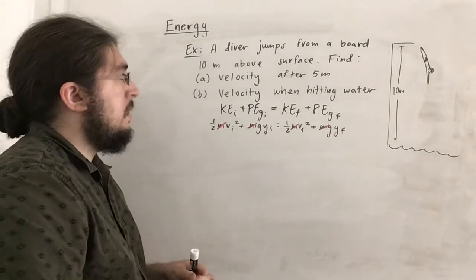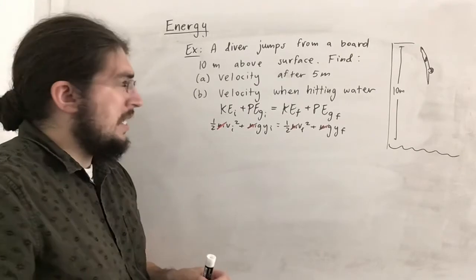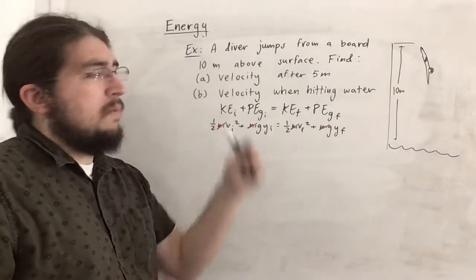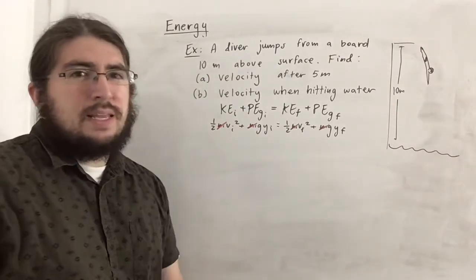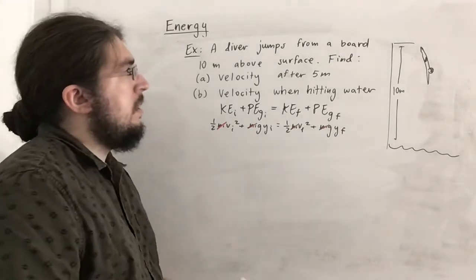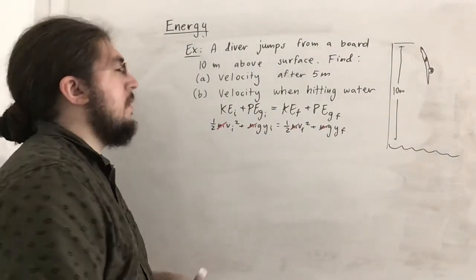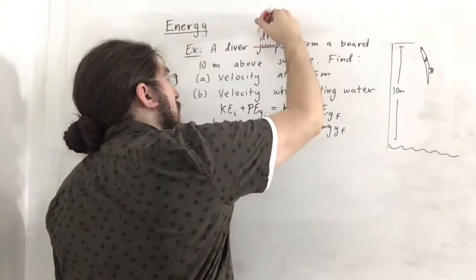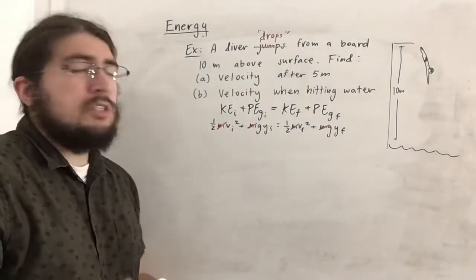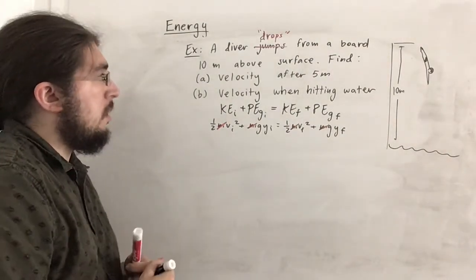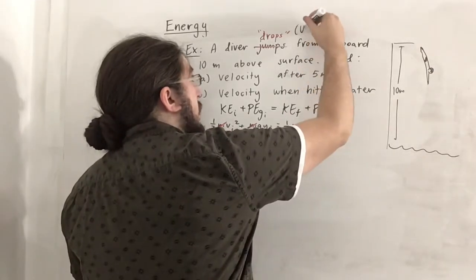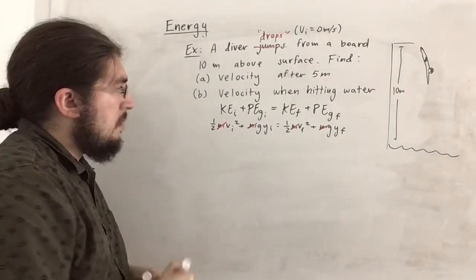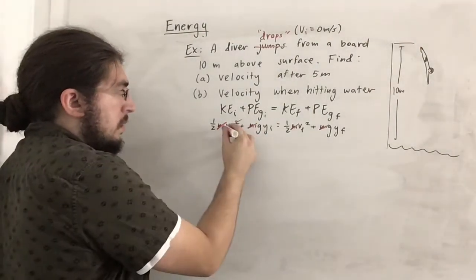Does it say the initial velocity? It doesn't say the initial velocity. So we're assuming that the diver just drops from the board. It says jumps, but maybe a better phrase is drops. There's no initial velocity, so we're assuming that the initial velocity is 0. Let me write that here: assume initial velocity is 0 meters per second. So with that being said, vi goes to 0.